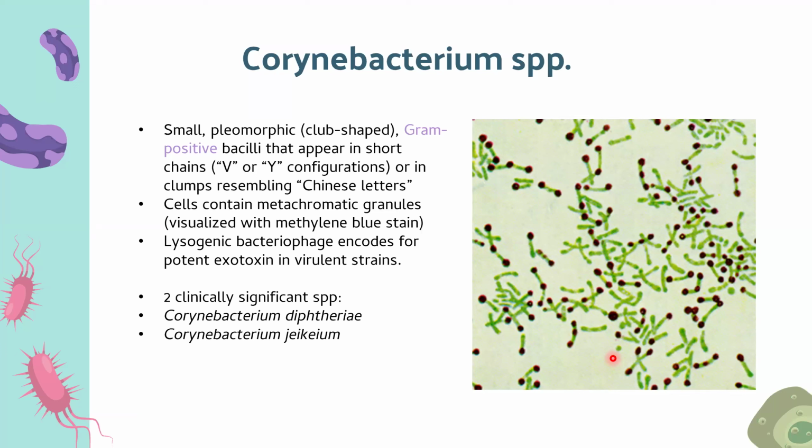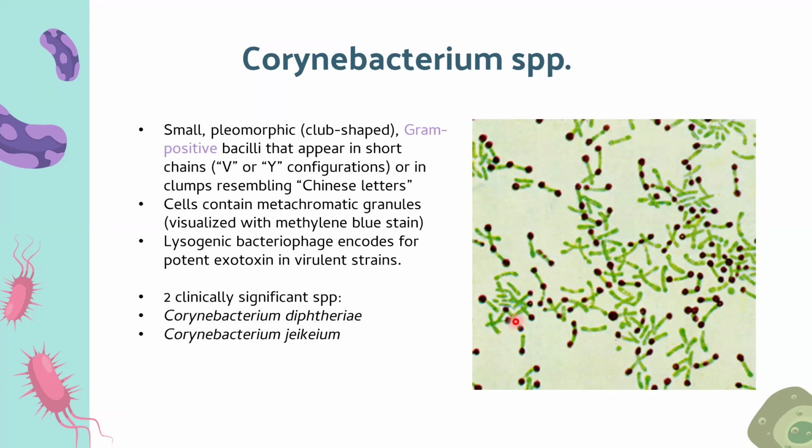So Corynebacterium is a gram-positive bacilli that appears in short chains that kind of look V-shaped. You can kind of see that here, where it has a kink in the middle, okay? Or they're going to look Y-shaped. So don't bother too much, just know that it exists, okay?